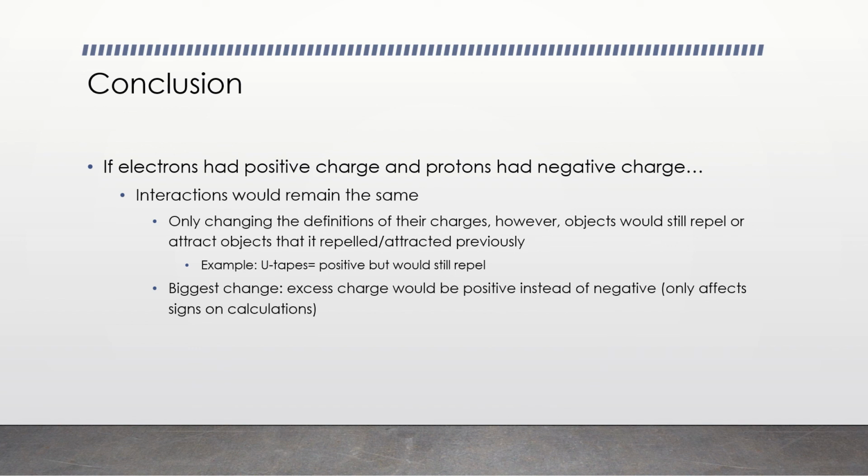In conclusion, if electrons had positive charge and protons had a negative charge, the same sort of observations would occur. The two tapes would still repel each other because although you're changing the charge that electrons have, both tapes would still have the same charge. So they would still be repelling each other. However, the calculations may have a different sign, but that's the only big change that would occur.